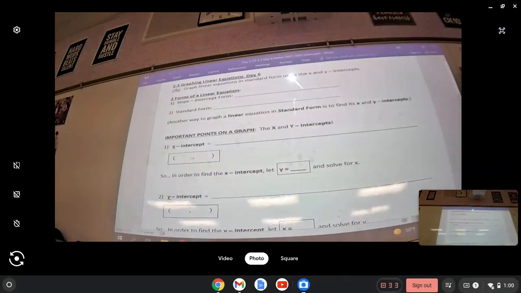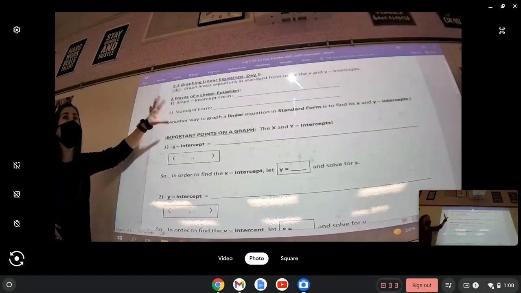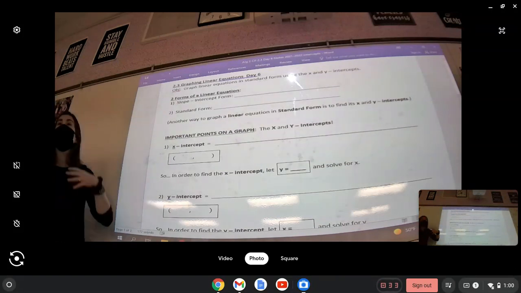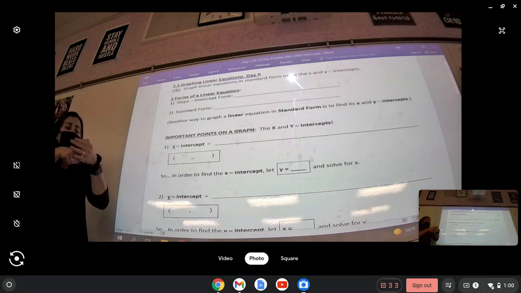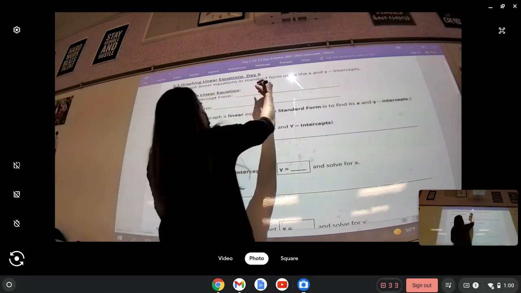Okay. I always kind of like to recap. We are working with these linear equations still. Linear equations are going to be given to us in two forms. We kind of hope that they're given to us in slope-intercept form. Anybody remember what slope-intercept form of an equation looks like? Y equals mx plus b.